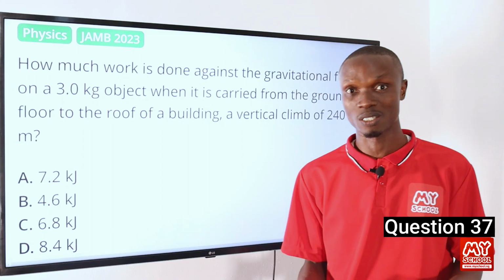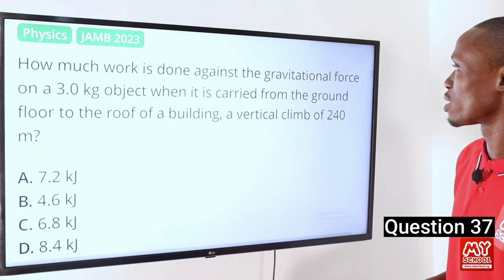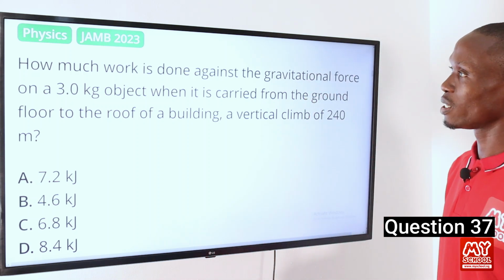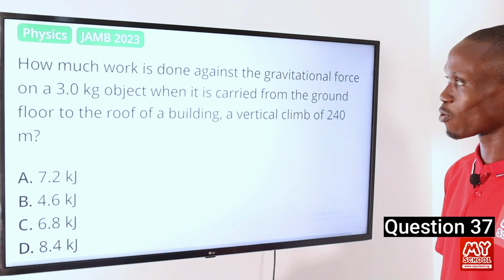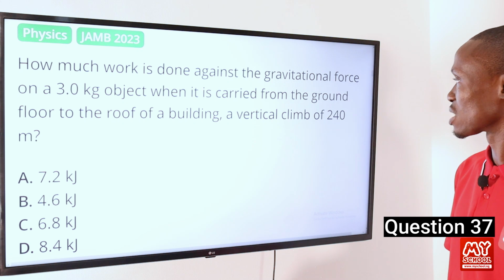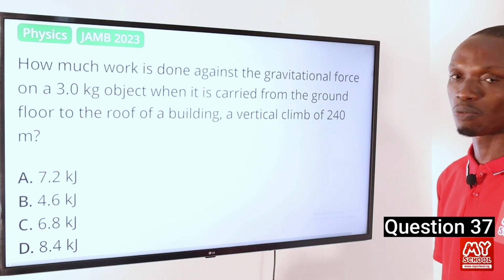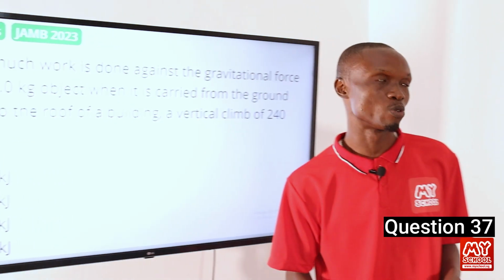Moving on to question 37. How much work is done against the gravitational force on a 3.0 kg object when it is carried from the ground floor to the roof of a building, a vertical climb of 240 meters? So let's move over to the board.